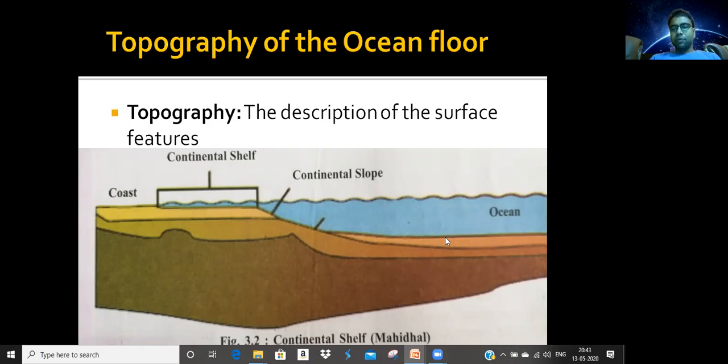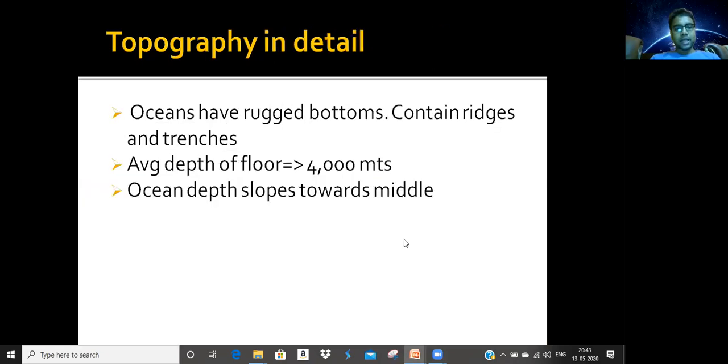Now if you look at this diagram, it may seem to you that the ocean bed is flat, but this is not the case actually. Oceans have very rugged bottoms. Rugged, that is very rough bottoms, contain ridges and trenches. Trenches are deep gorges, ridges are like hills or mountains. So the bottom of the ocean can have high mountain-like structures, high hill-like structures, and also deep trenches.